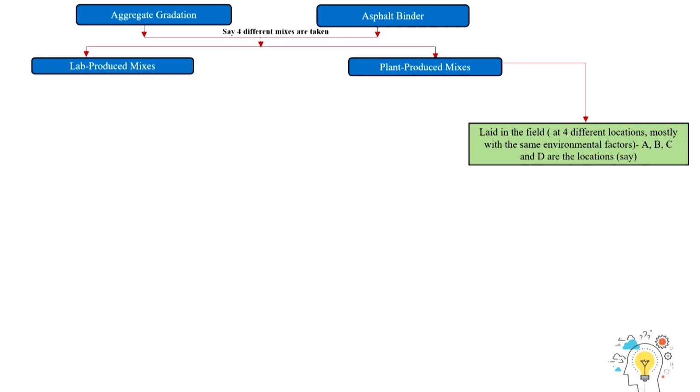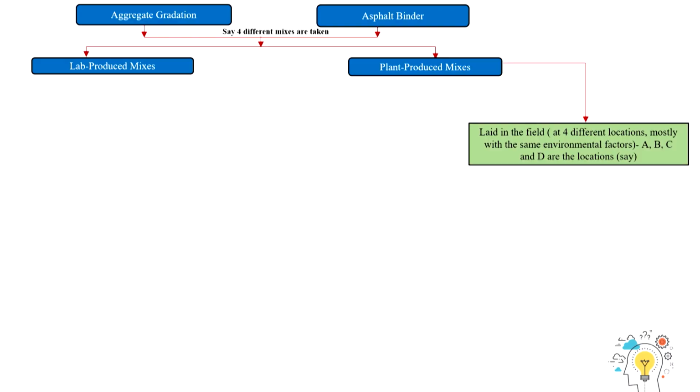Now, in order to handle this lab and plant produced mix, again there is some idea which can be used. The plant produced mix is laid in the field. So, we have 4 different mixtures. Let us say we are laying these 4 different mixtures in 4 different locations. So, we should have some test sections before we develop the performance or the balanced mix design. We are laying the mix at 4 different locations, and I am assuming mostly they all have the same environmental factors, maybe they are laid at similar locations one after another. So, let us say the locations are A, B, C and D.